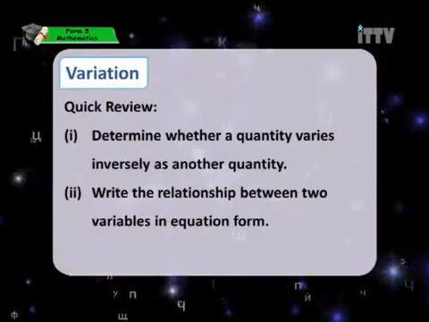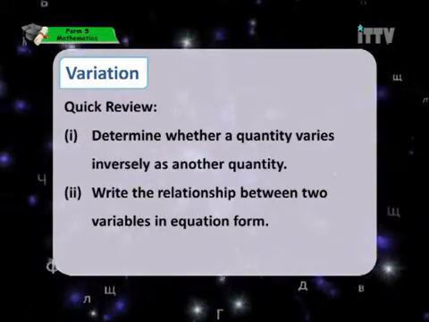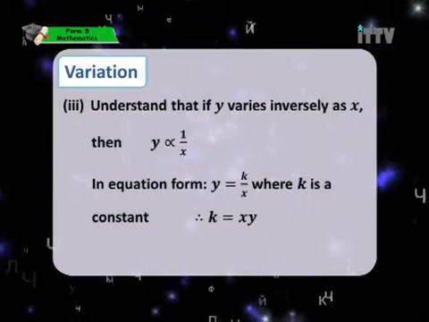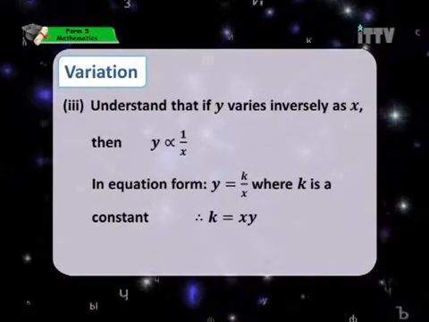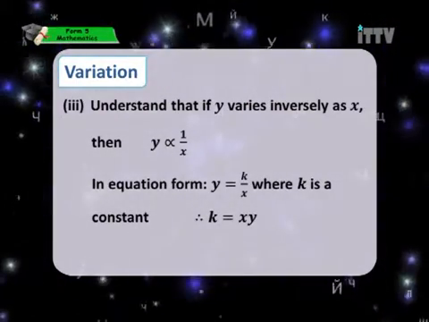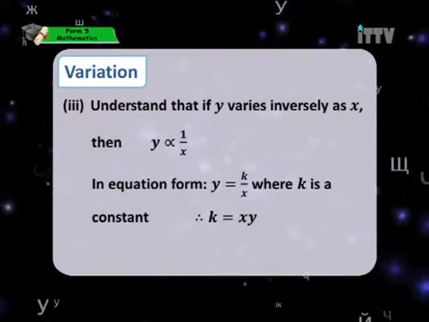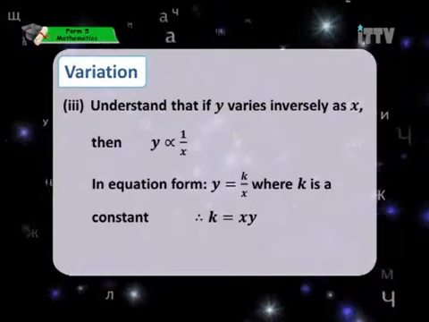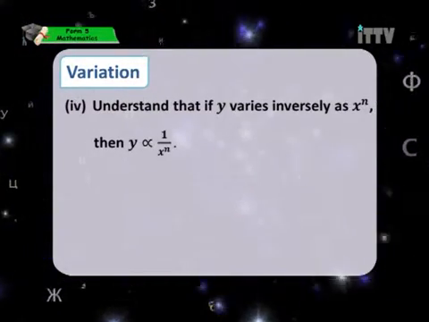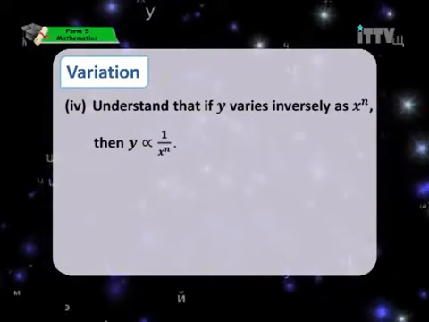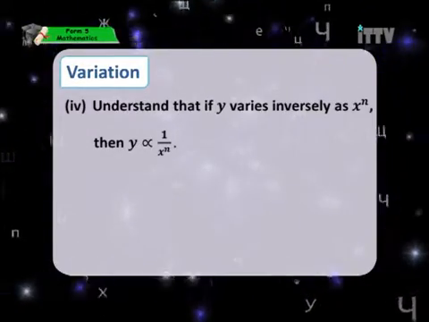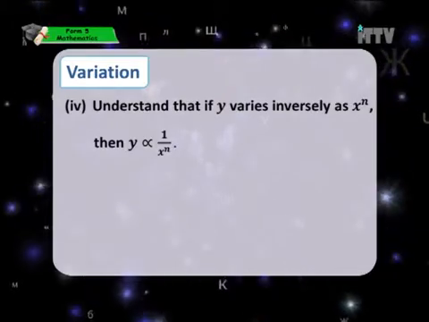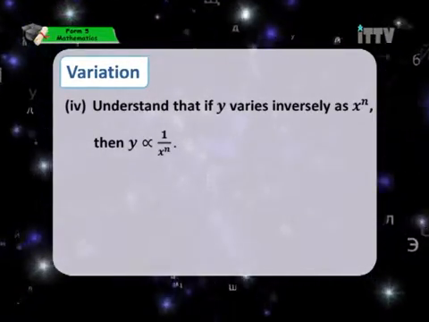2, write the relationship between two variables in equation form. 3, understand that if y varies inversely as x, then y varies as 1 over x. In equation form, y equals k over x, where k is a constant. And you can get k by multiplying x and y. And lastly, understand that if y varies inversely as x to the power of n, then y varies as 1 over x to the power of n.